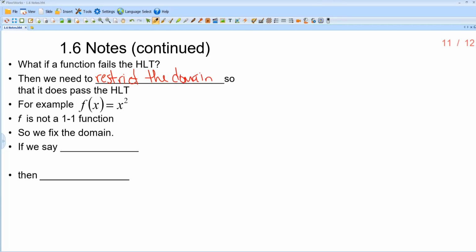And we're doing that so that it does pass the horizontal line test. So for example, if we had y equals x squared, just going to draw that really quickly. And I always mess up that graph, as you know. y equals x squared is going to be a parabola.